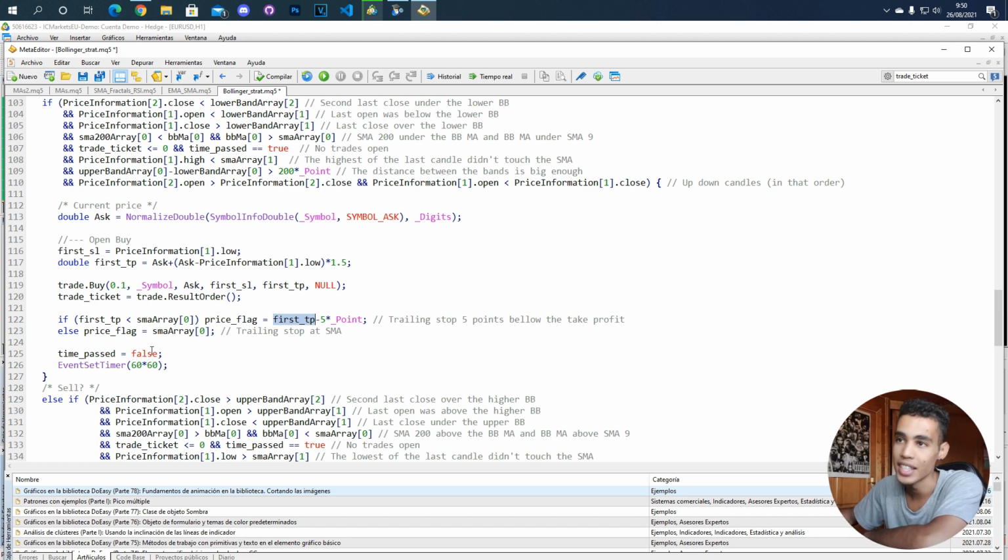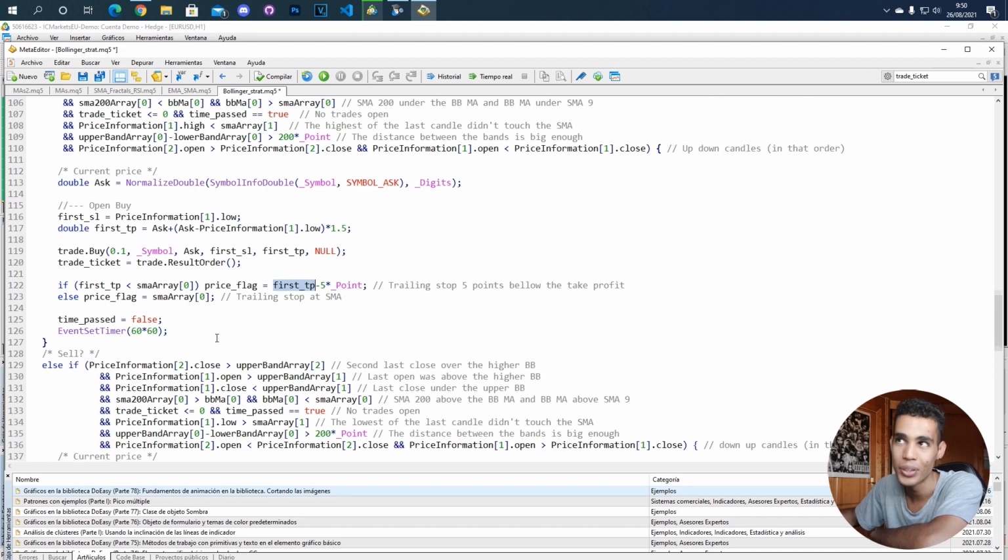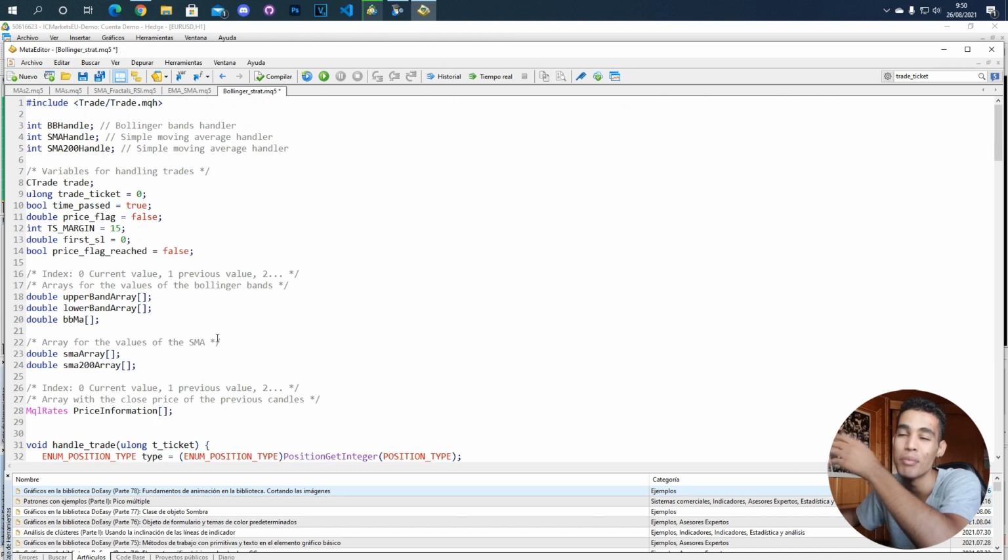But in the case that the moving average is smaller than the take profit, then we do whatever we did. Another thing is that this is the code and you can check it, it's free. It's on my GitHub, so if you want to go and check it, go.